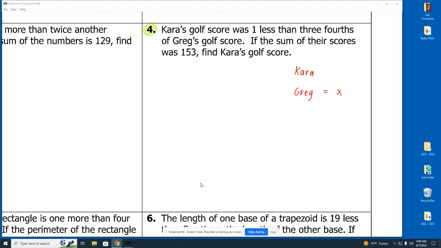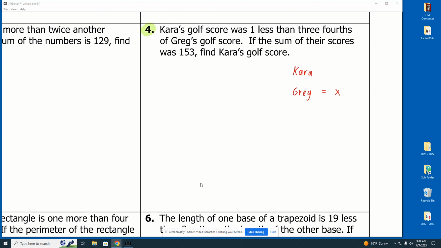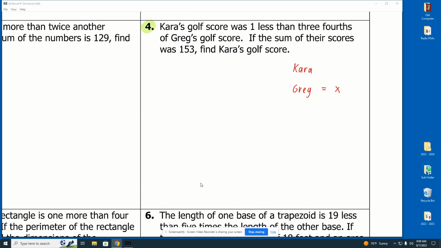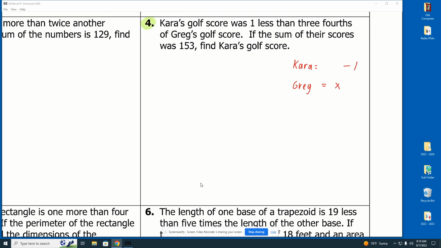All right? That sounded confusing, but now that we know that Greg is x, we can define Kara, can't we? Because it says that she's 1 less than. Remember how that worked? How do we do 1 less than? We do something minus 1, right? So she's 1 less than what? 3/4 of Greg's score. And we define Greg as what? So she's 3/4 x minus 1.